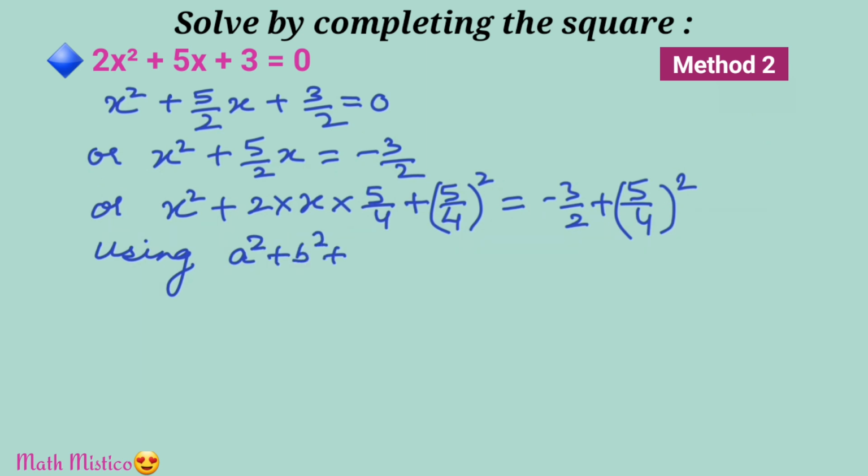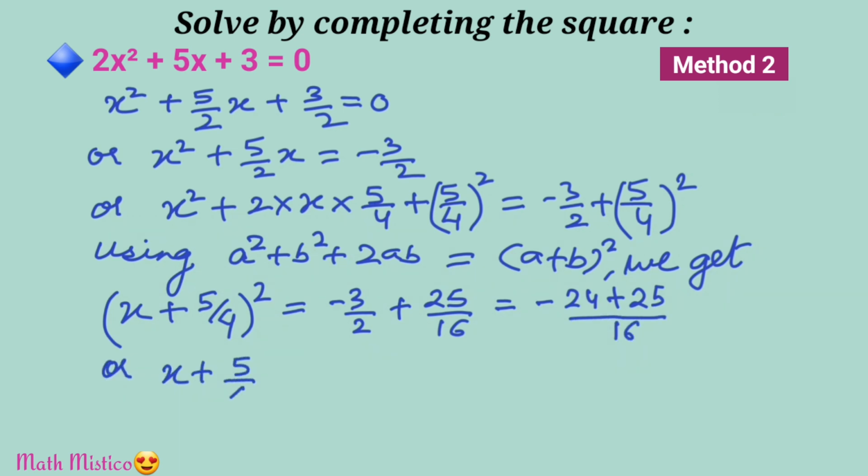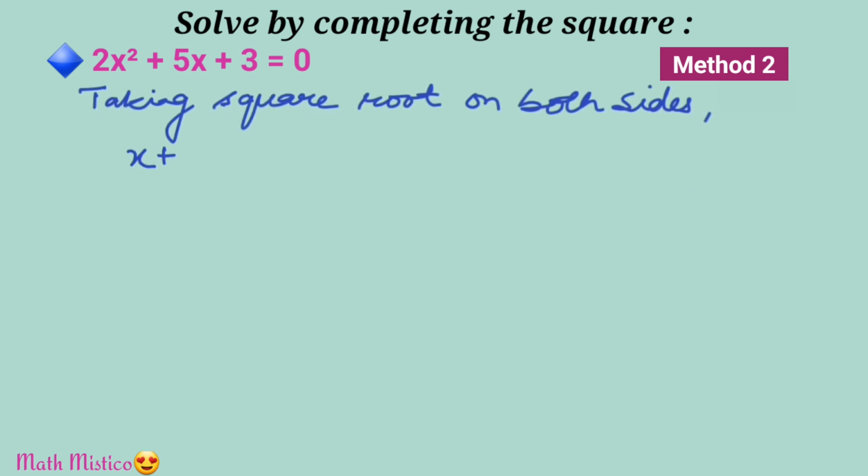Applying a square plus b square plus 2ab equal to a plus b whole square, we get x plus 5 over 4 whole square is equal to minus 3 over 2 plus 25 over 16, which is equal to minus 24 plus 25 upon 16 by LCM, or x plus 5 over 4 whole square equal to 1 upon 16. Taking square root on both the sides, we get x plus 5 over 4 is equal to plus minus square root of 1 over 16, which is equal to plus minus 1 over 4.